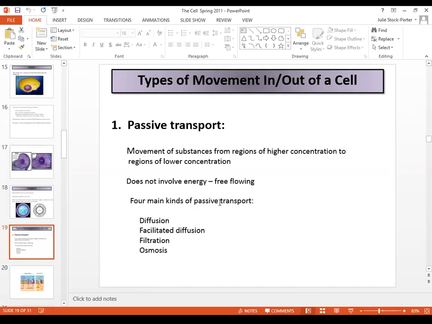What I mean by that is it's going to move through a space until that entire space is evenly filled with it. So, for example, take an air freshener. If you stand on one side of the room and spray it, it won't take long before the whole room smells like that air freshener. It's so concentrated when it comes out of the can that you can see these little droplets of liquid coming out.